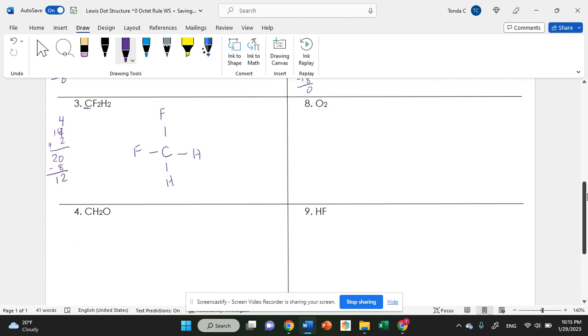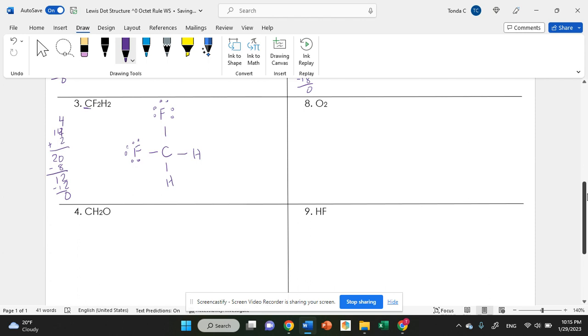Now you have to make the outside happy. Remember, hydrogen can only have 2 electrons, so these hydrogens right here are already happy. I'm going to place the remaining 12 around my fluorine to make them happy. That brings me down to 0. Next, check to make sure everybody has a complete octet, and they do.